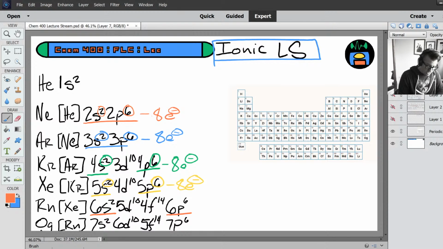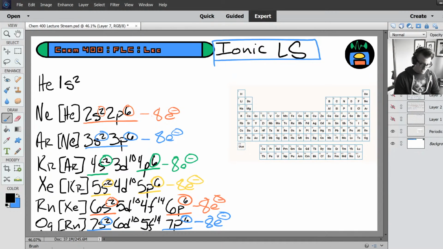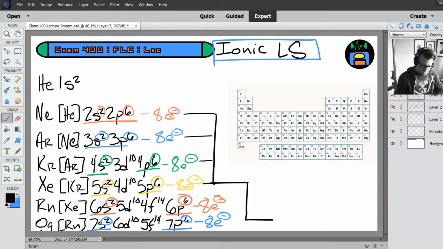Radon, the highest energy shell is the sixth shell, 8 valence electrons. For the last one, the highest energy shell is the seventh shell. All the noble gases have 8 valence electrons in their highest energy shell, which is what leads us to something called the octet rule.